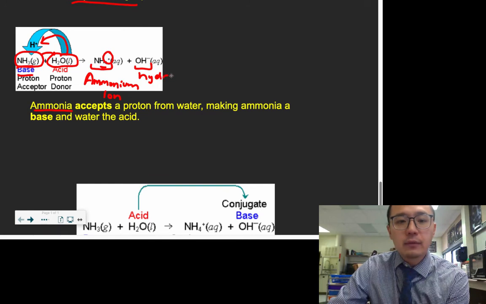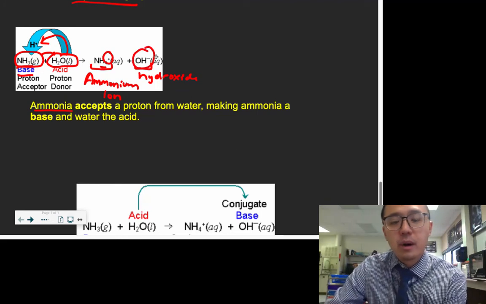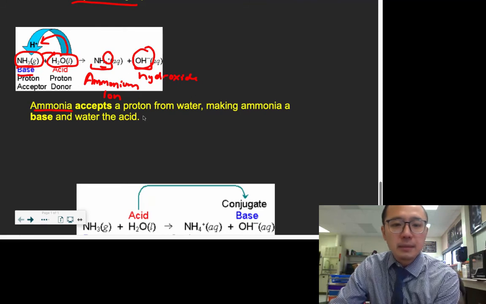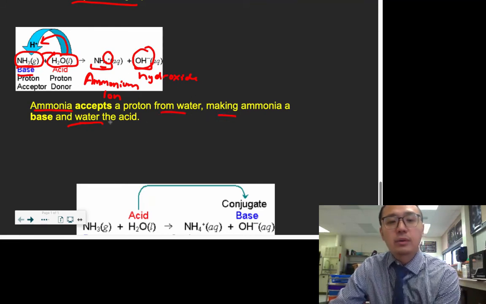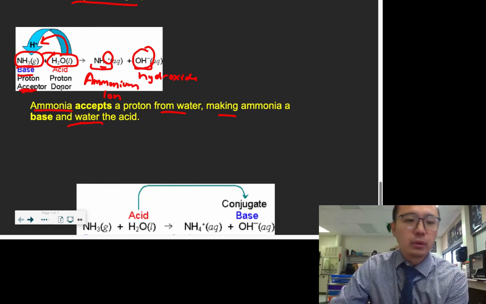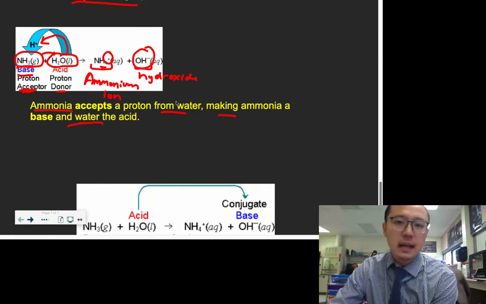So you can see from Bronsted and Lowry's definition, this makes sense. This hydroxide actually is the reason why your solution becomes basic. So ammonia accepts a proton from water, making ammonia a base and water the acid. And we're going to classify these names. It's really important for you to recognize which one is your proton donor and which one is your proton acceptor, because in Bronsted and Lowry's theory, that's what defines an acid or base.